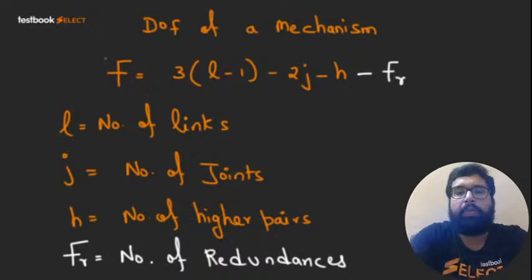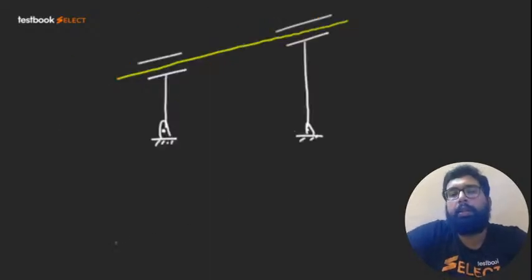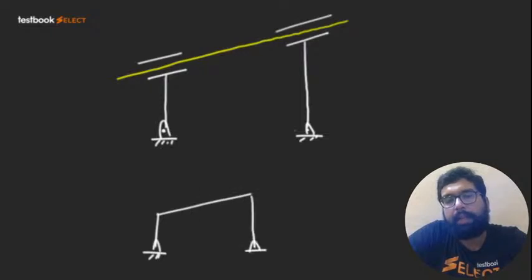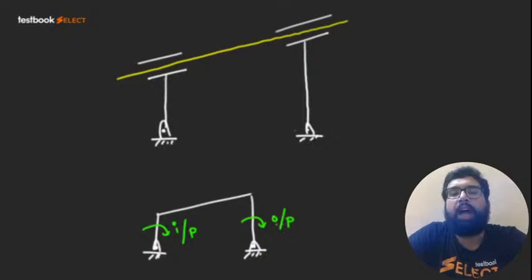If you try to understand the concept, in the last session we saw this mechanism. Now we know that input should be given at this point and output can be taken here. Or we can reverse this: we can have the input in the place of this output and the output in the place of this input. We can reverse the order. There is no problem in that.